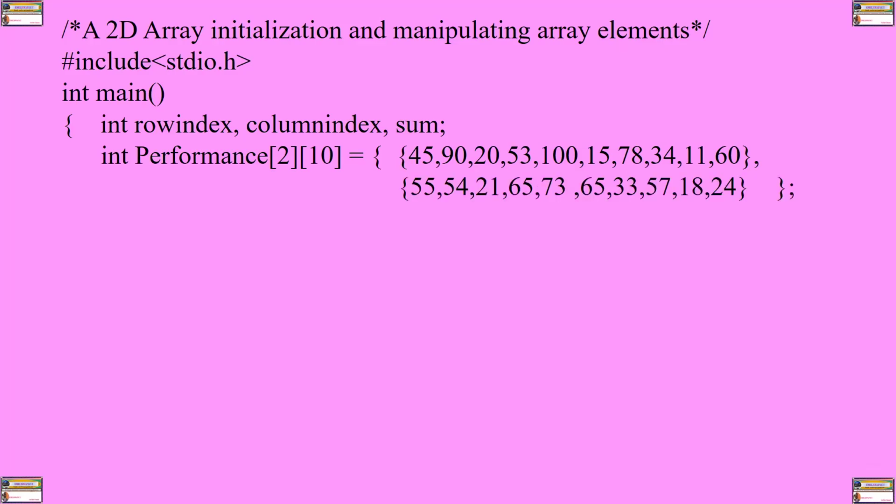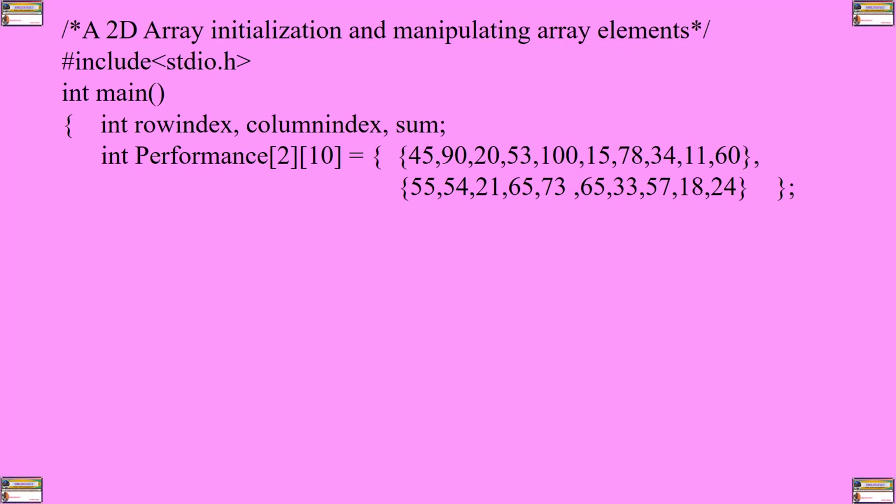This statement tells the processor to create or set aside a memory location called performance, which is going to hold values in 2 rows and 10 columns. The name of this memory location is going to be performance, and the type of values held in those memory locations will be of type integer. And then we go ahead and assign the specific values to the array.